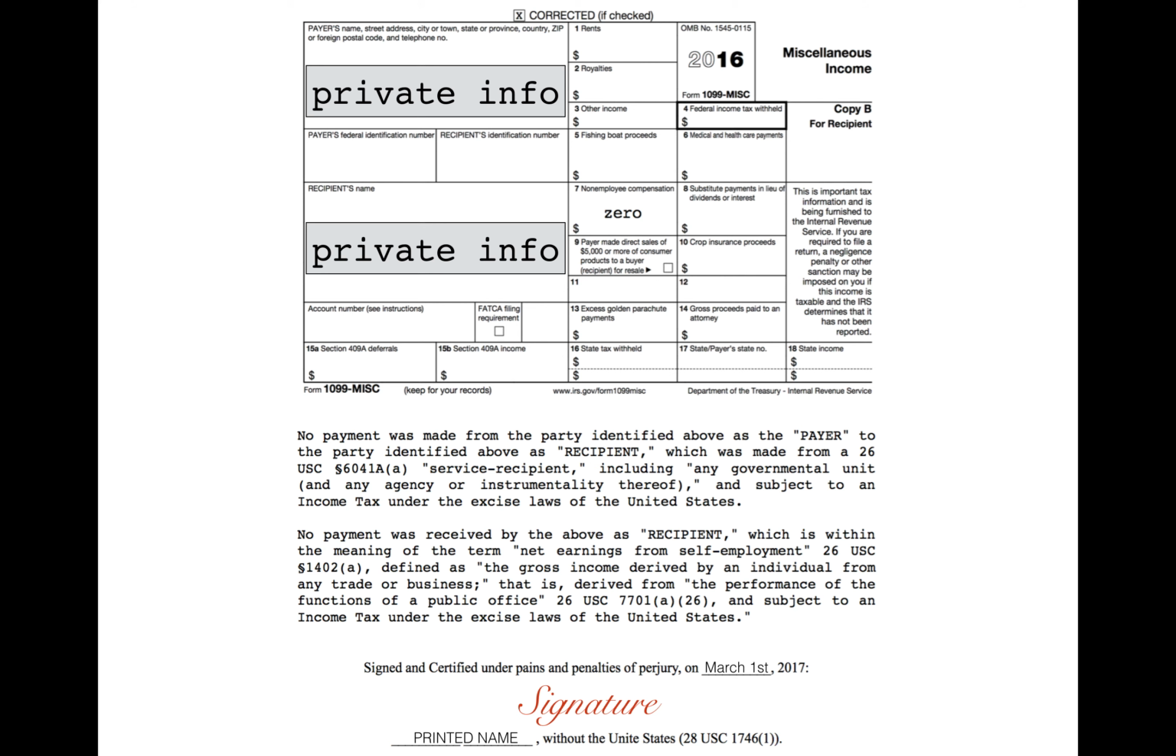So this is my corrected 1099, and the first thing I did was I put an X where it says corrected. The next thing I did was under non-employee compensation, where there was a non-zero number, I replaced that with a 0. And the reason I can and I did replace that was because of the statements that I've written below. One, that no payment was received from a service recipient. In other words, I didn't get paid from any government unit, any agency, or instrumentality thereof.